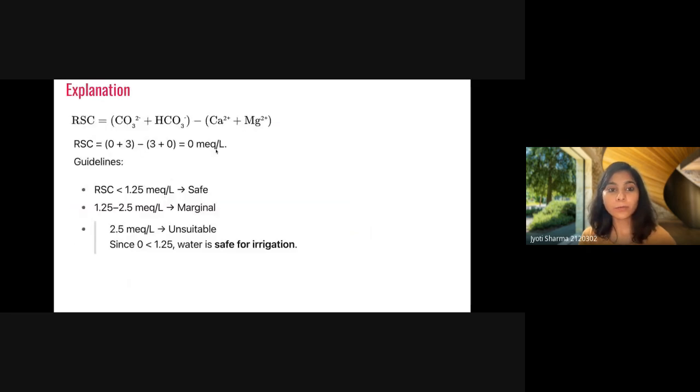So this will be 0 and let me show you how. This was the formula. We have carbonates and these are the anions because we have the negative charge, and we have the cations. We didn't have the carbonate, we had the bicarbonate, and this value we already have given, and this is how we will have the 0 milliequivalent per liter. Because this is less than 1.25, it means it is safe for irrigation.